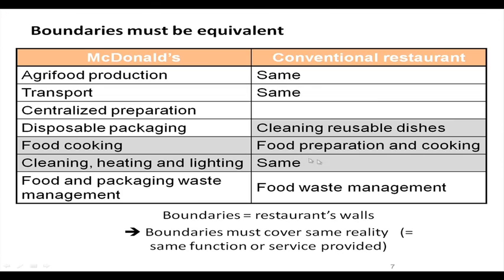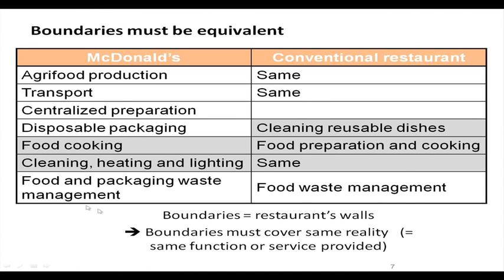In terms of function, of course, it is to have the meal. Now the functional unit, we can say a meal for 10 people, a meal for 5 people, a meal for 1 person, something like that. So an average meal for a person for a month or for a day, whatever, we can choose that. And in that case, if you take the conventional restaurant, which has to do some cleaning of reusable dishes, has to have food preparation along with cooking, and then we'll have food waste management.